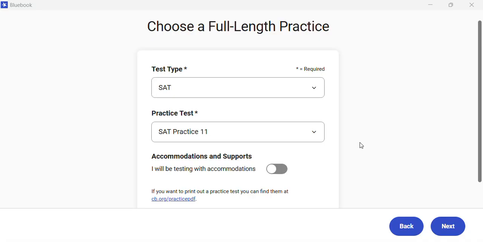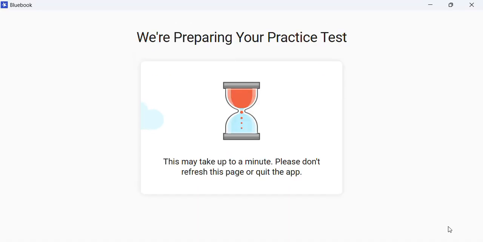We are only doing the audio and then the actual writing and Desmos. So we're in BlueBook right now, and I'm going to SAT Practice 11, so you can math along with us.